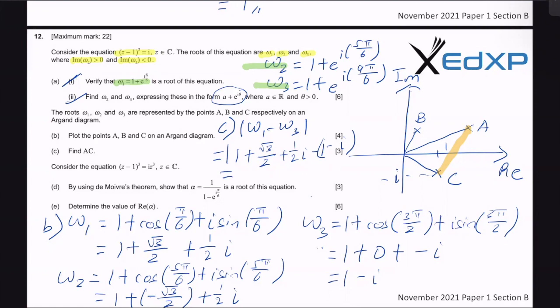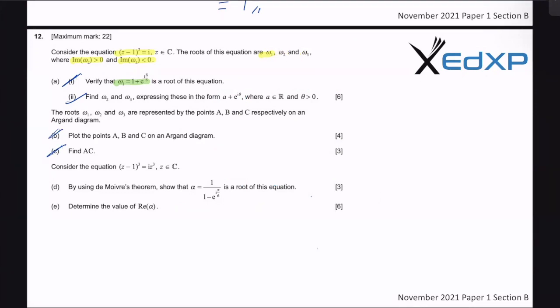If we simplify this, we simply want the modulus of root 3 over 2 plus 3 over 2 i. Okay, and if I were to do Pythagoras' theorem, the answer will be square root of 3. So the length of AC is root 3. Okay, I hope you got that.